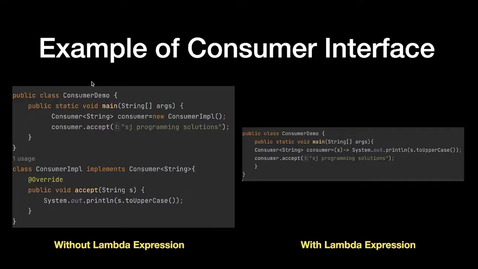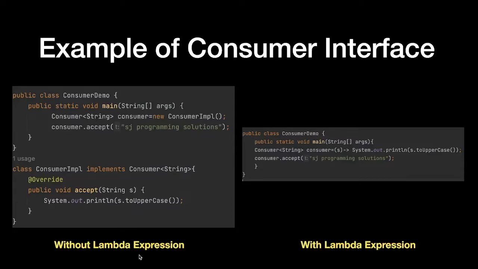Now here is the example. Without lambda expression we already saw it: here we are taking String as an input, and we just print the same string in uppercase. And this is the code with lambda expression. Without it we need more lines, and here see how few lines of code we are writing. So I hope you understood how we can use the Consumer interface.